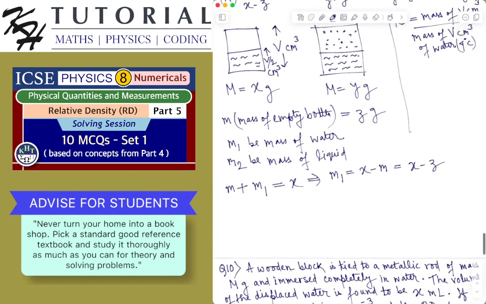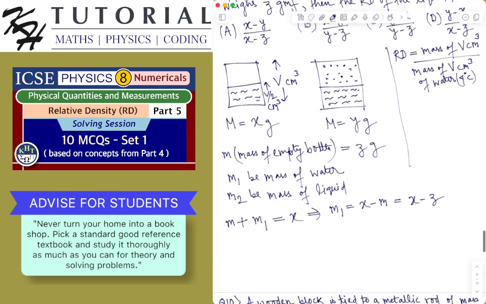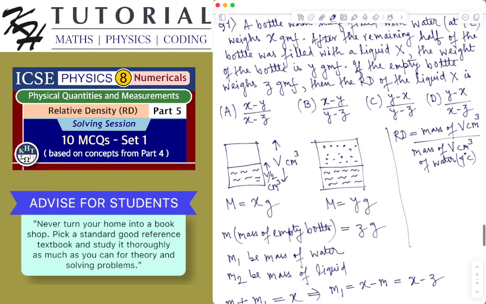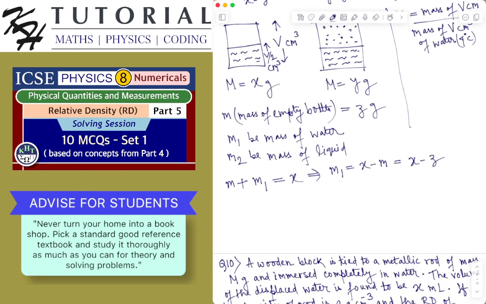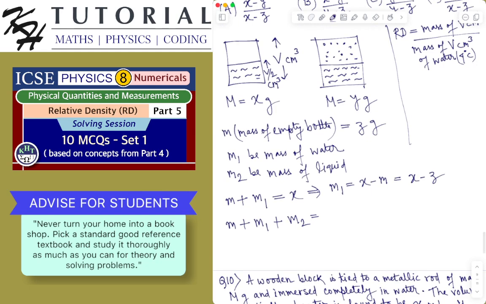Similarly, when the remaining half of the bottle was filled with the liquid, the total weight of the empty bottle plus water plus liquid is given to be y gmf, which means the mass of the empty bottle plus water plus liquid is y gram. So I can say that small m, the mass of the empty bottle, plus m1, the mass of the water, plus m2, the mass of the liquid, is given as y.